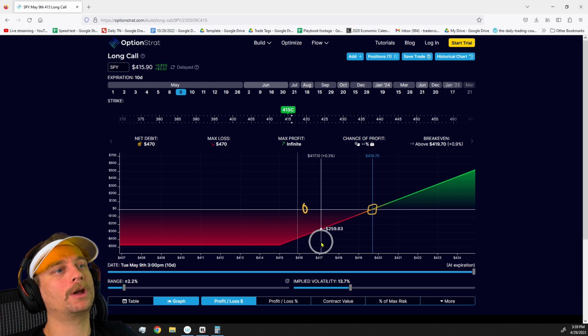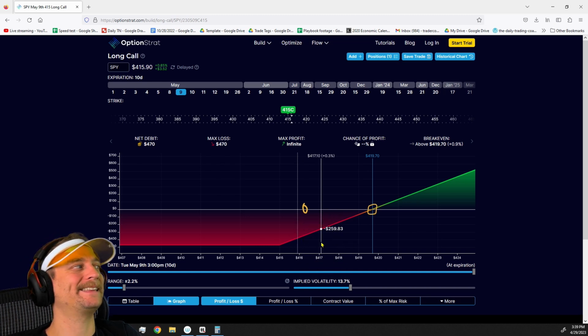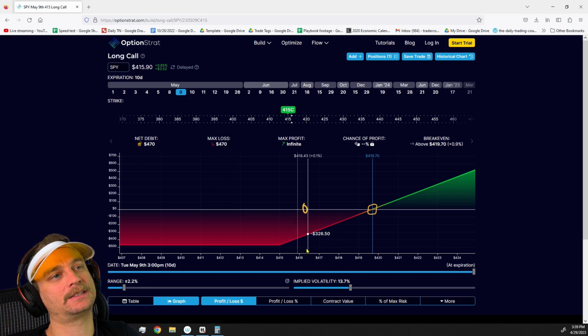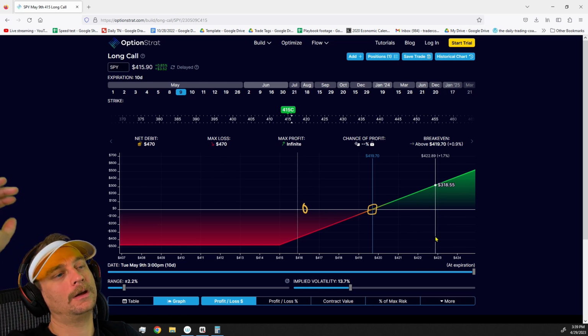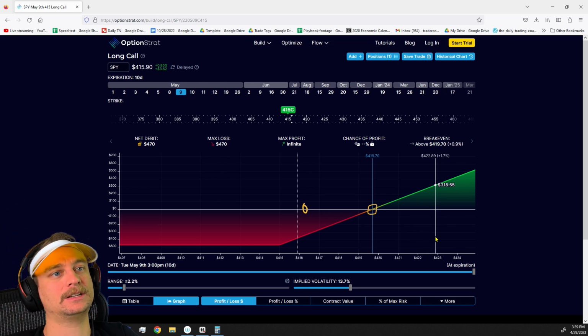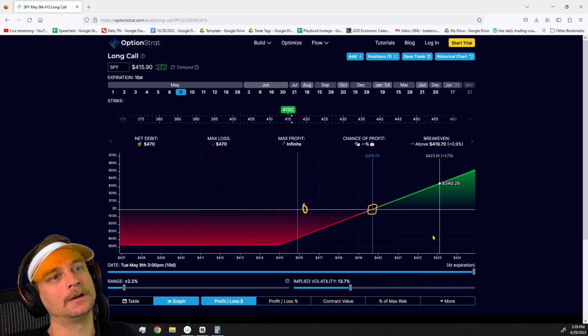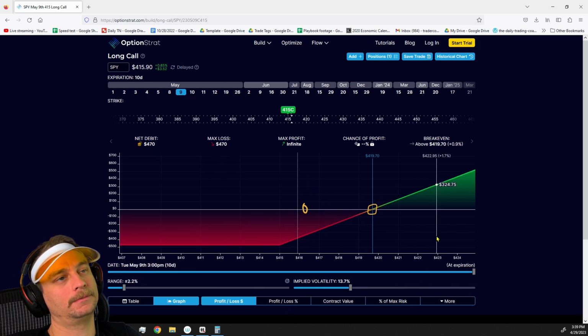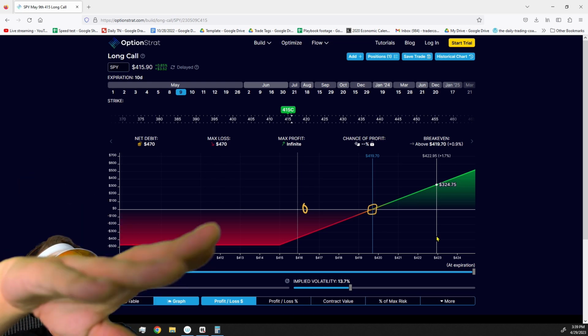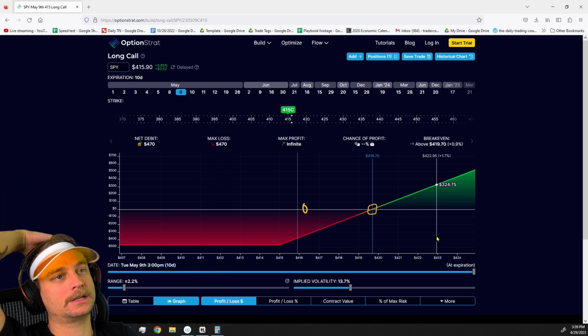Now, there could be a point where the market closes in one of these places, and then you're going to lose less. There's this weird zone where you're going to make less. If the market is closing at 423 or what have you, you're going to make $318 versus, on the day, if it goes there, you're going to make a lot more money. You're going to make 467 versus 330 if the market was to get to that 423 price on expiration.